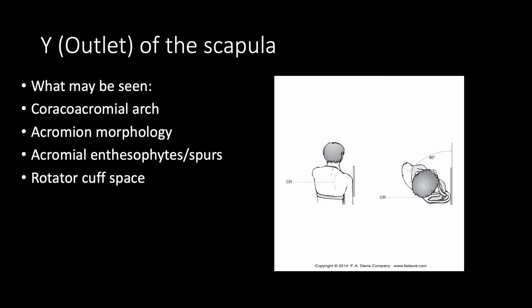So here you see the view. The beam is shot across towards the back and through with an angle here, and the film is placed right here, film cartridge. So you're turned at about a 60 degree angle to get this view of the scapula.